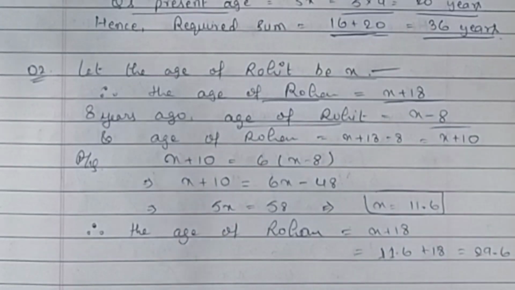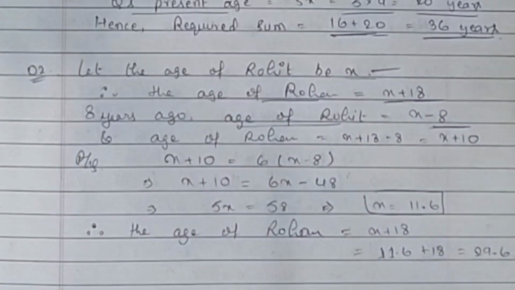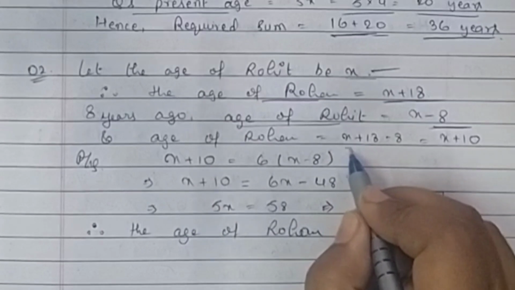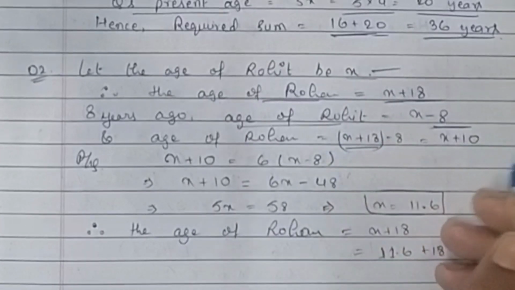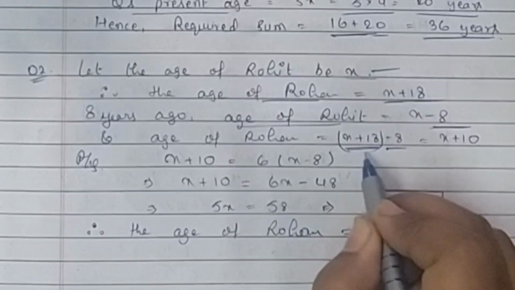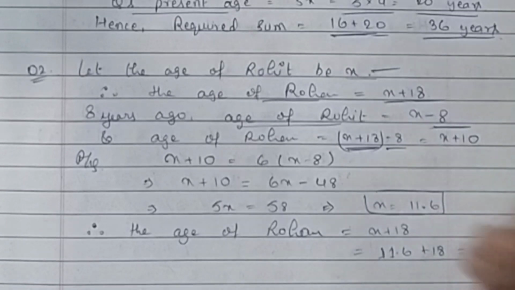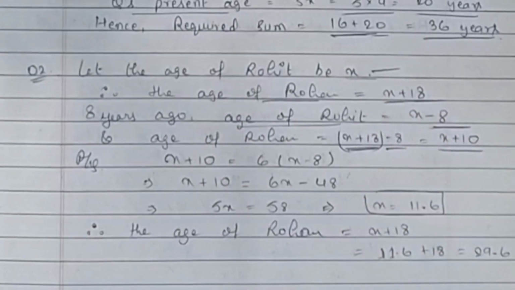The question is also discussing the time period 8 years ago. So 8 years ago the age of Rohit will be x minus 8, and similarly the age of Rohan will be x plus 18, the present age of Rohan, and we have to subtract 8 from the present age. So 8 years ago the age of Rohan will be x plus 10.